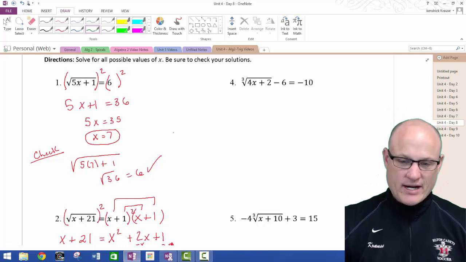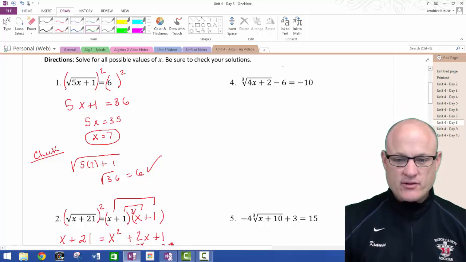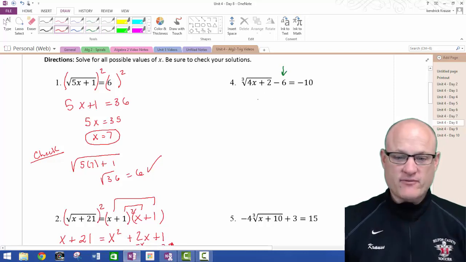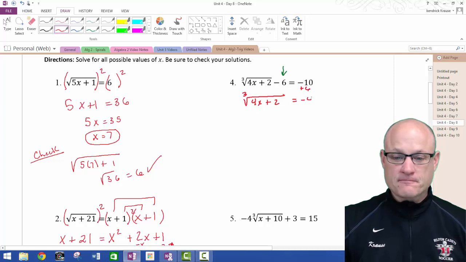All right. So we're going to start entering into where we need to start looking at isolating the weird thing, the radical in this case. In this case, this 6 is in the wrong place, so I need to bring that over. I'm going to put my checks in green, in my work in red, just to make it fancy. So I'm going to still take the cube root of 4x plus 2, but in this case, it's going to be equal to, okay, let me see, add 6, I get negative 4.